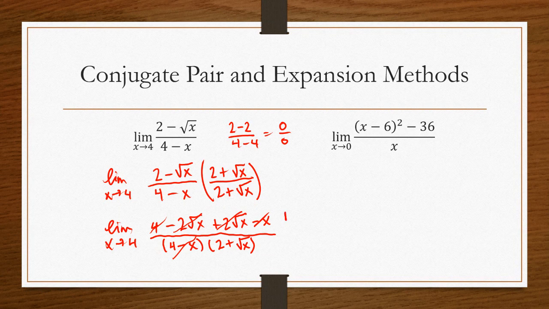So now I can plug in my x equals 4, and I get 1 over 2 plus square root of 4, which is 2, so I have 1/4 for my limit.